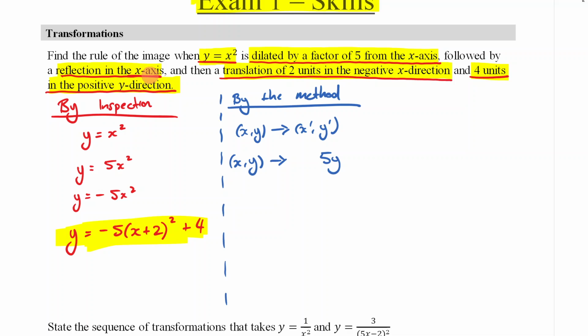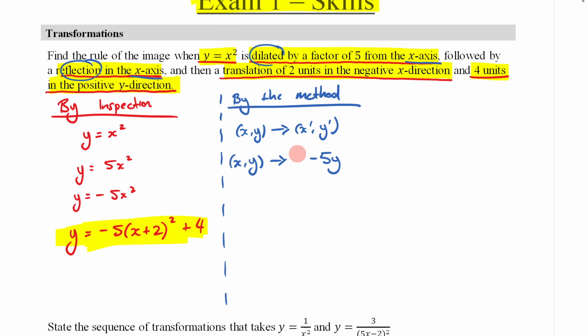Then you're reflecting it in the x-axis. If you're reflecting it in the x-axis, it's again affecting the y values. So you chuck a negative in front of the y value there. So notice dilations and reflections, when doing it by the method, and it's happening to the x-axis, you actually change the y values. Next, translated 2 units in the negative x direction.